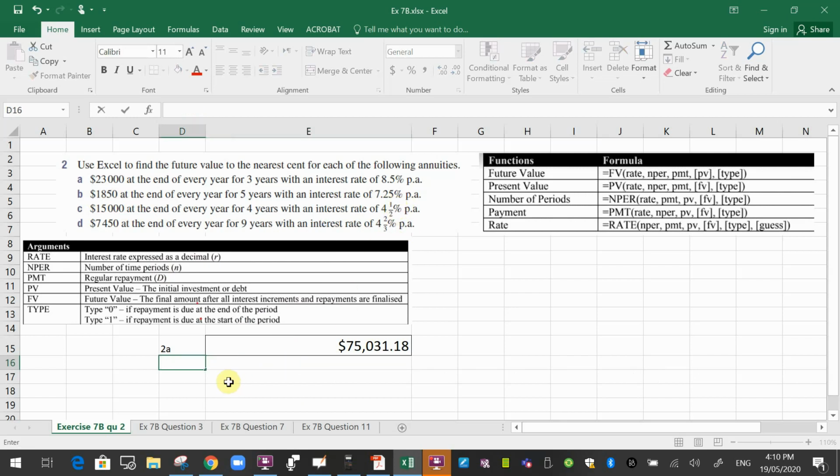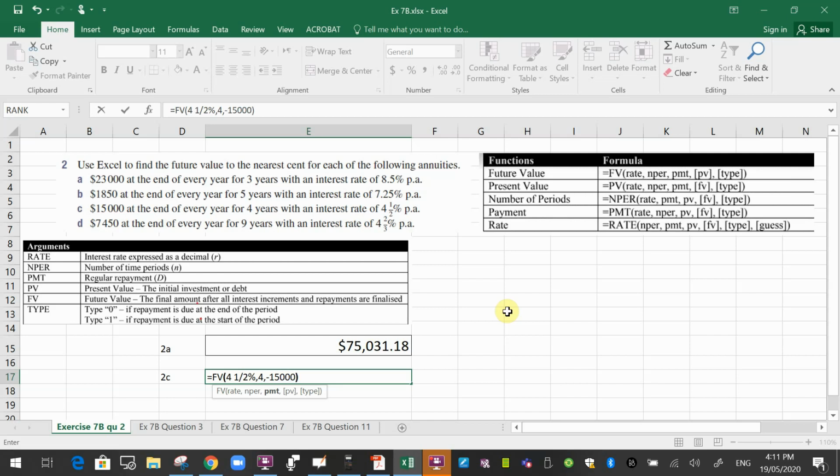2C and D, I'll just show you how to put them in. Equals FV for future value. The rate is 4.5%. So we put it in this way, 4 space 0.5%, comma. And then the number of time periods is 4. And the regular payment, the PMT, is 15,000. So that's a negative 15,000. Bracket. Enter. Is that the answer we want? I'm just going to check.